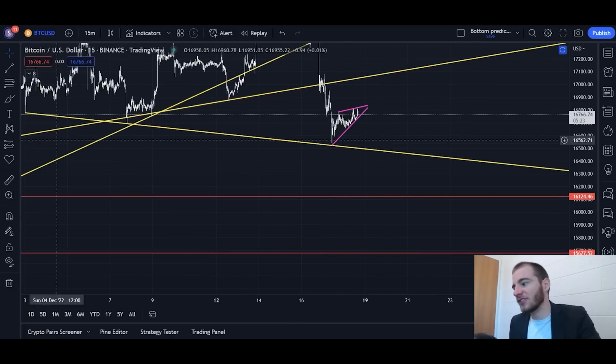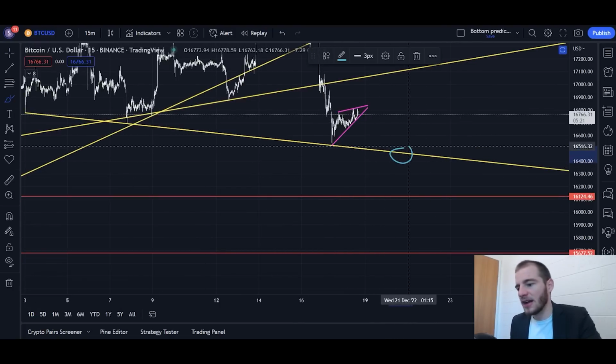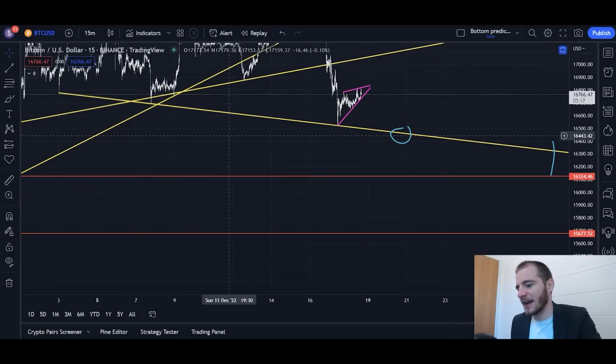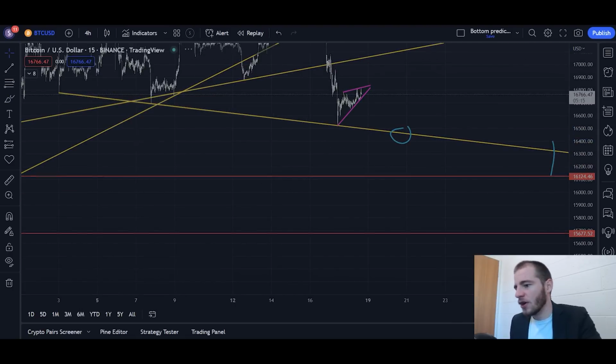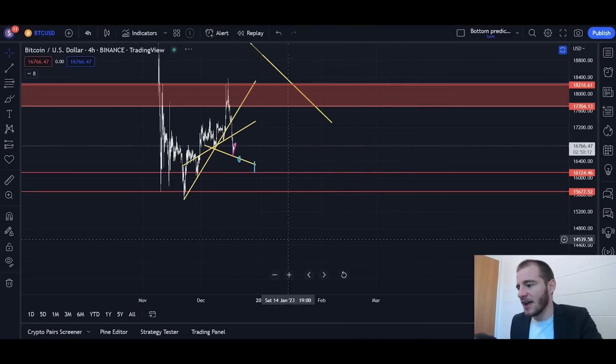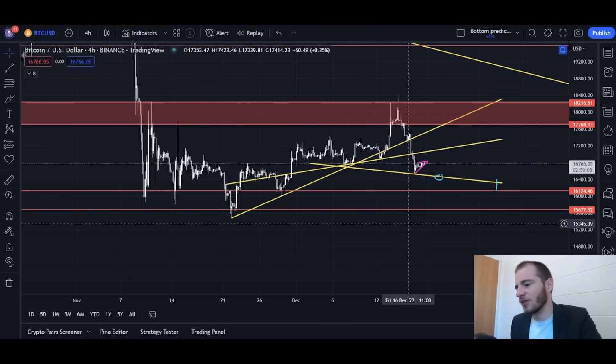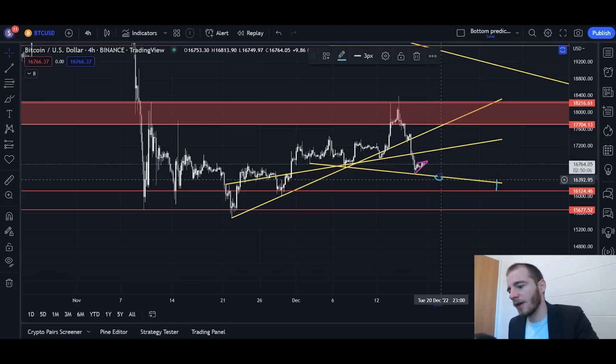If we do break this yellow support line to the downside, we will be shooting straight downwards towards that 16.1k to 15.6k support zone, which we can check out here on the 4-hourly chart. That is basically our bottoming out zone for what we saw in the early to mid-November region. So we really want to be holding this yellow line for support.